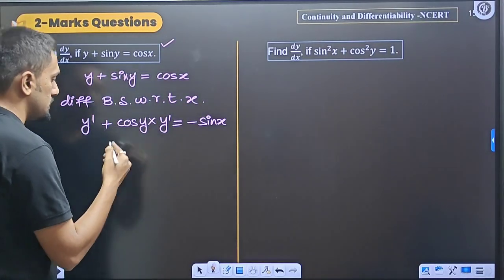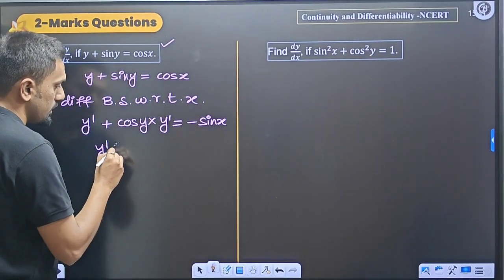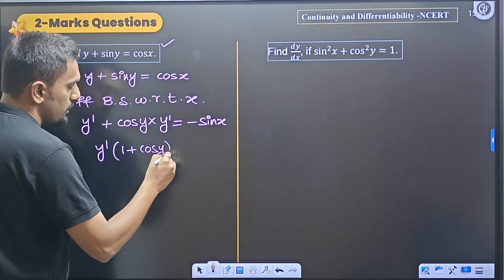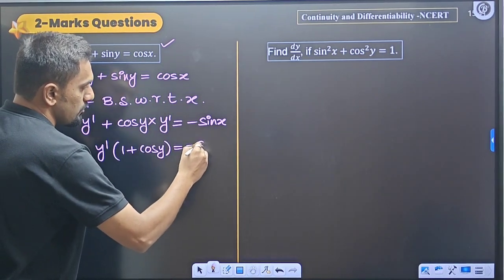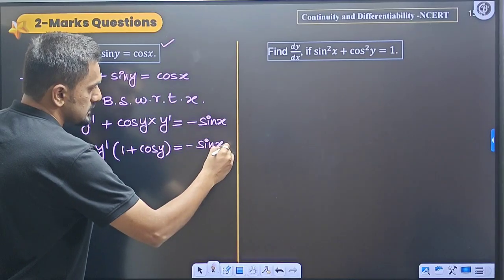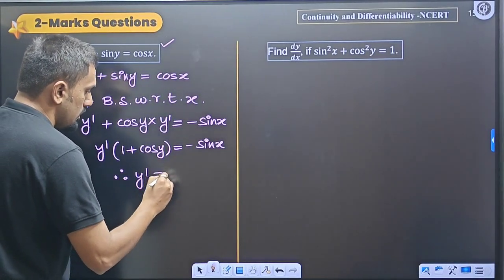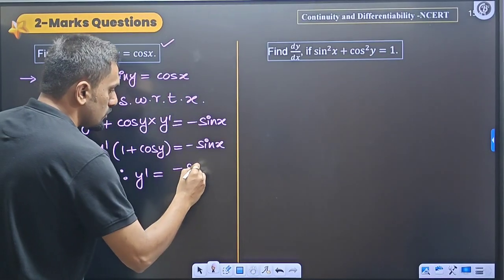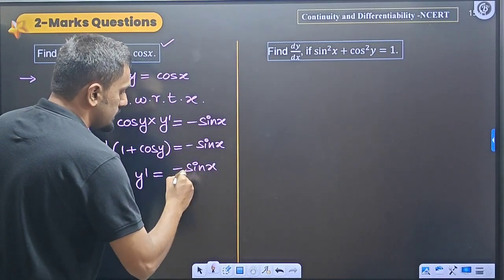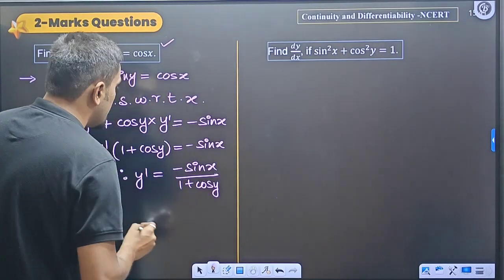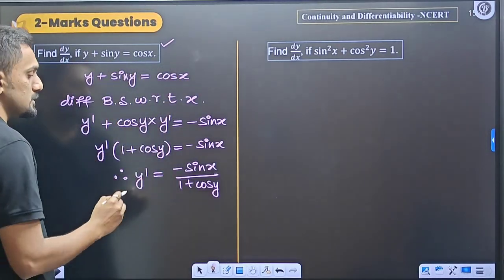Here there is y dash, and I need to find dy by dx, which is nothing but y dash. So take y dash common, and what remains here is 1 plus cos y. 1 plus cos y is equal to minus sin x. Therefore, y dash is equal to minus of sin x divided by 1 plus cos y, which is the derivative of this function with respect to x.